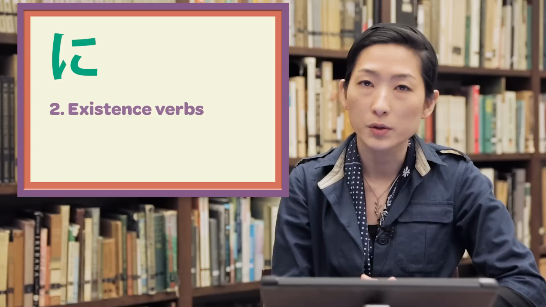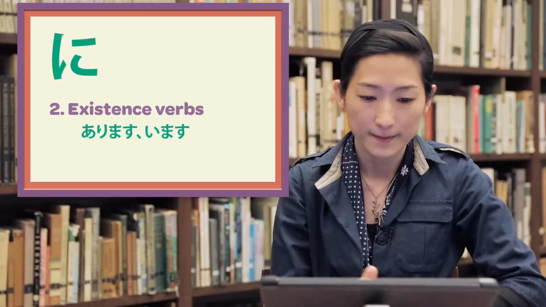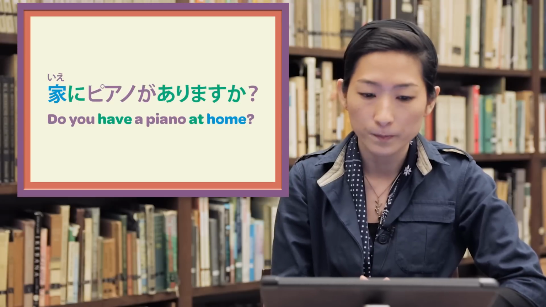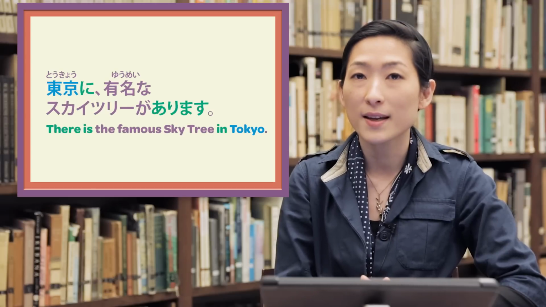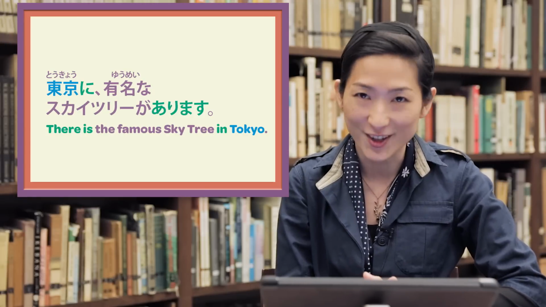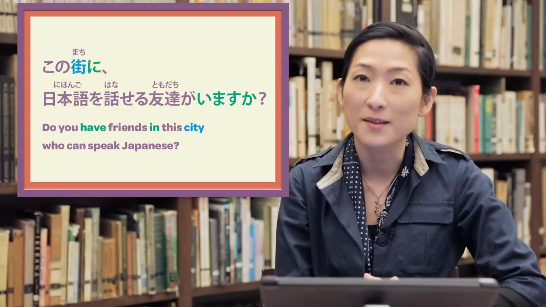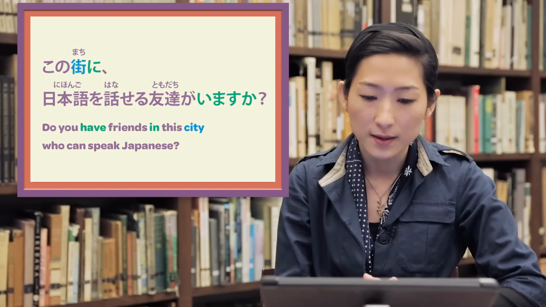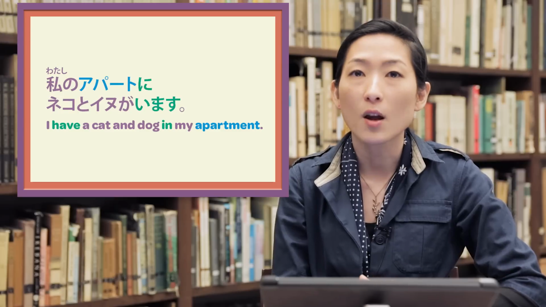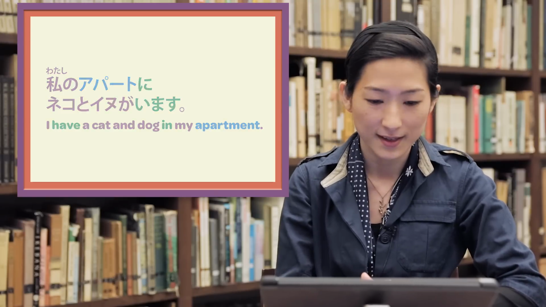The other group is called existence verbs. These are あります and います。うちにピアノがありますか? Do you have a piano at home? 東京に有名なスカイツリーがあります。There's the famous sky tree in Tokyo. この町に日本語を話せる友達がいますか? Do you have friends in the city who can speak Japanese? 私のアパートに猫と犬がいます。I have a cat and a dog in my apartment.